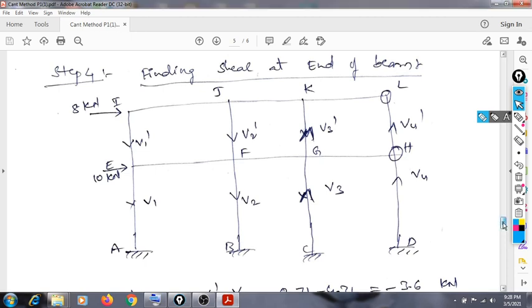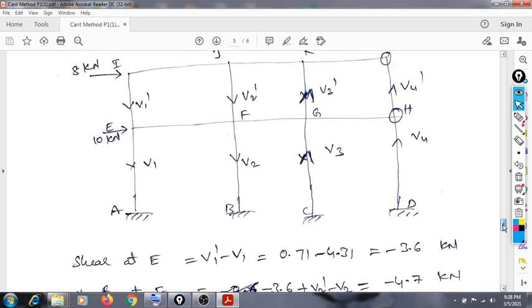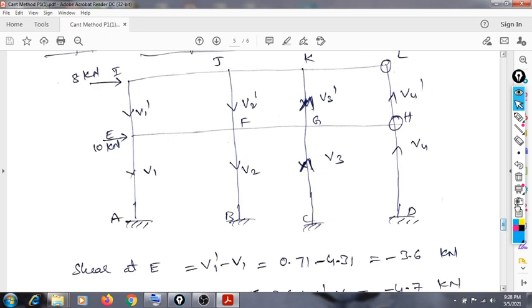So after that, the next step is the shear at E. How are we finding shear at E? Here the forces coming towards E are to be taken as positive, that is V1 dash, I am taking this as positive, and the forces that are moving away from E are taken negative. When you observe here, V1 is going away from E. So this is 0.71 minus 4.31, that is minus 3.6 kilonewtons.